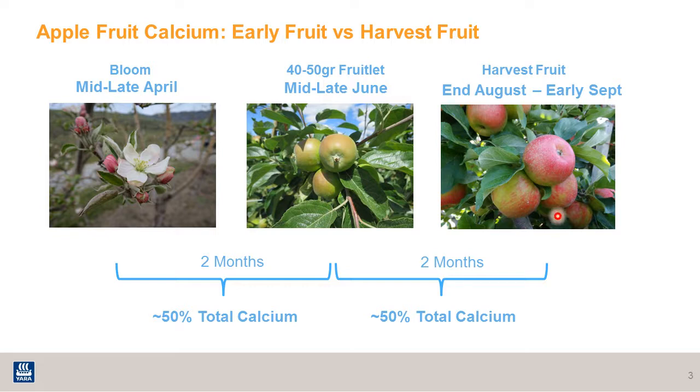At harvest, it's also very common for people to sample the fruit and send them to the lab for mineral content analysis, including calcium. In general, there's usually about 50% of the calcium in the early fruit compared to the harvest fruit. So it's pretty much a split 50-50. There's 50% of calcium content in here, and add another 50 and you've got the fruit at harvest. This is a very general number for Honeycrisp apple.